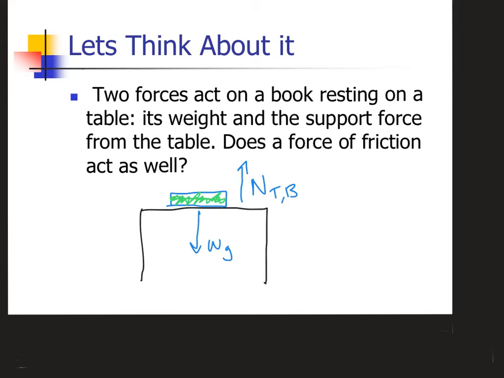So two forces are acting on a book resting on a table: the support force and the weight. Now, ideally we would ask, does the force of friction act on it as well? Well, friction opposes other motions, and since there is no movement left or right, we don't really need to worry about it at all. And so we could say, no, I don't think I need to draw friction if friction isn't present.